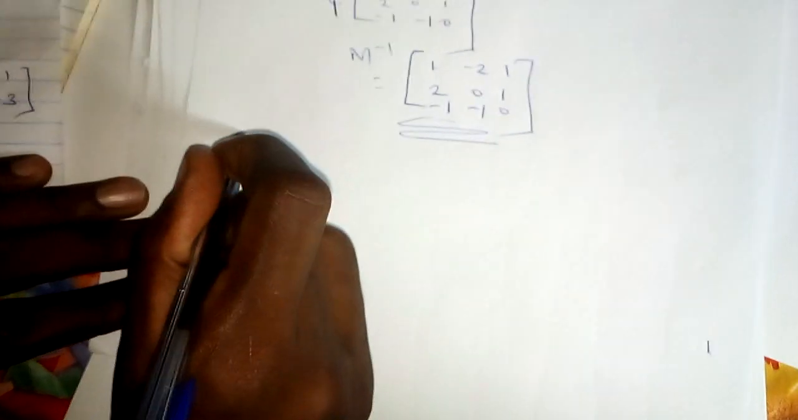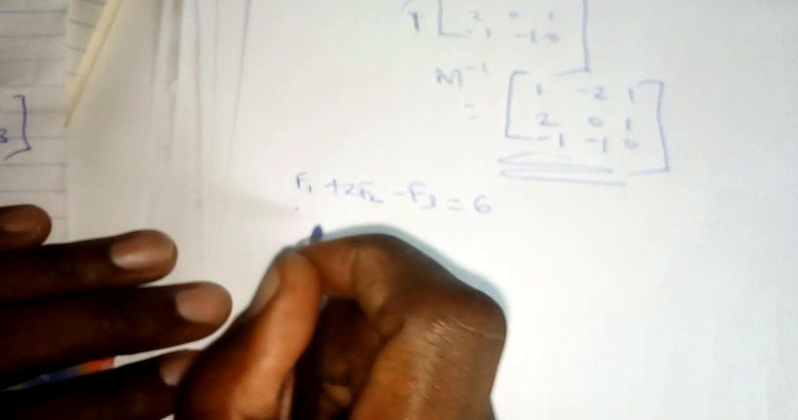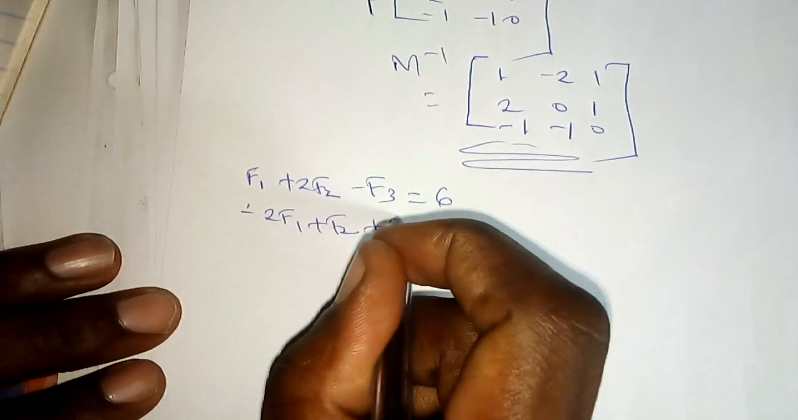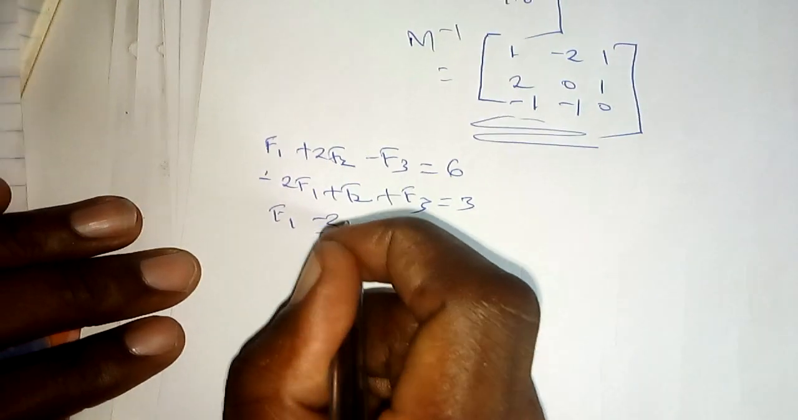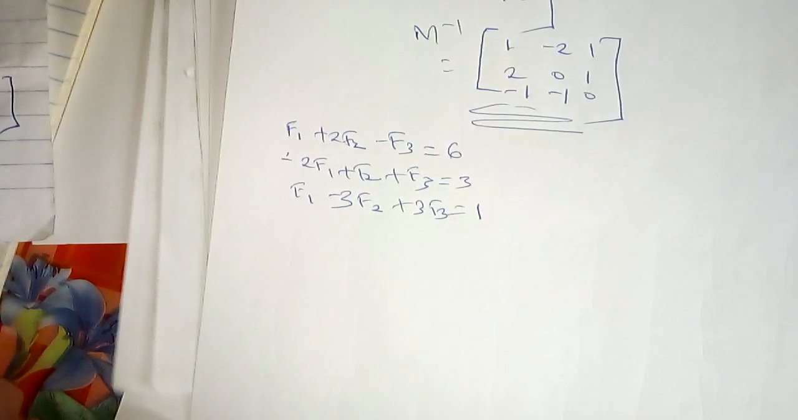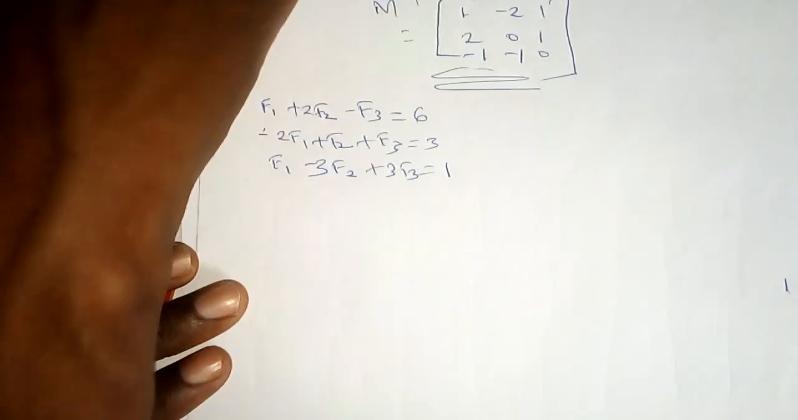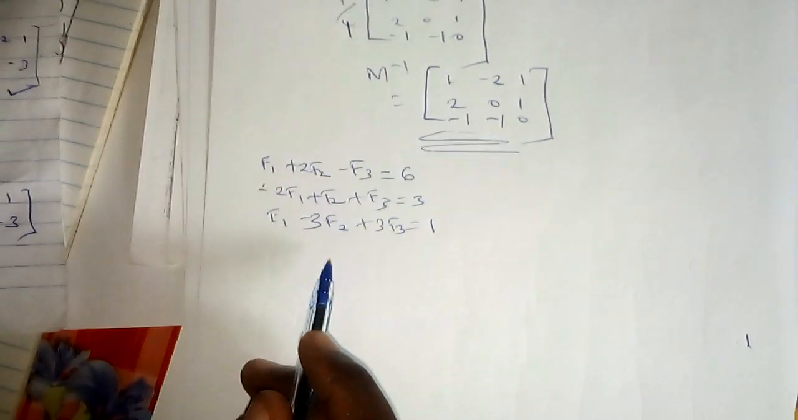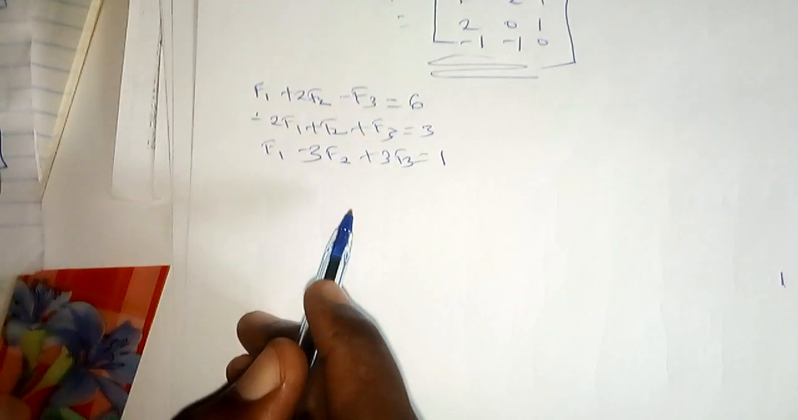F1 plus 2F2 minus F3 is equal to 6, minus 2F1 plus F2 plus F3 is equal to 3, F1 minus 3F2 plus 3F3 is equal to 1. Now we use Cramer's rule to solve it out. The question is strictly restricting you to use Cramer's rule, not any other method.